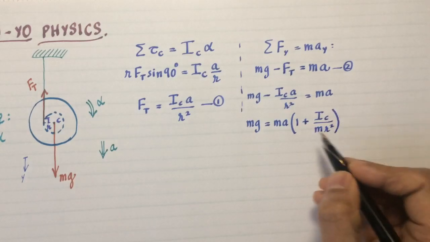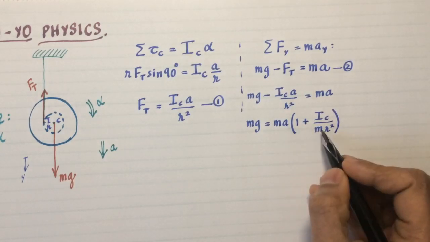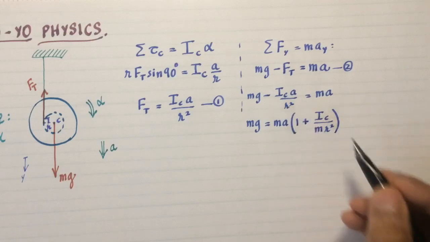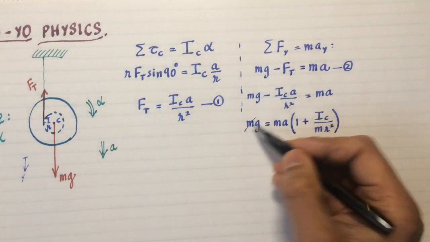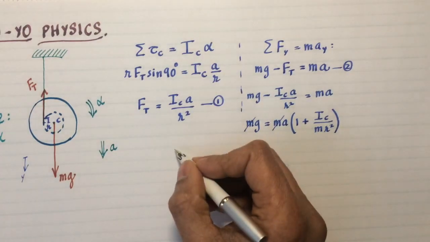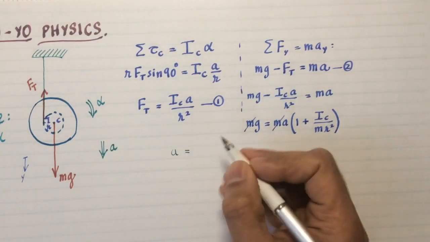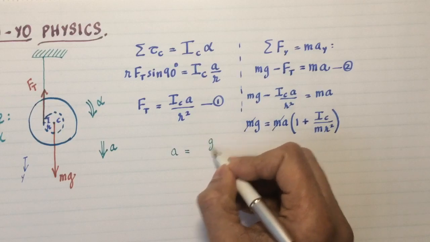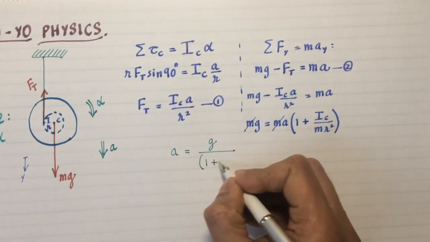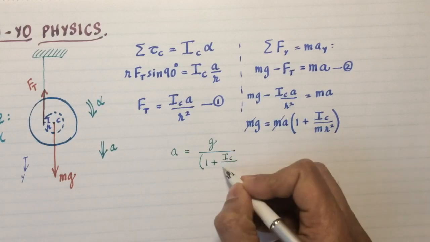Let me explain what I did here. I took ma outside, and to compensate for that, I put an m in the denominator of this term. That's all I did. So I can cancel out the m on both sides, and this gives me the acceleration of the system. Dividing both sides by this factor, I get a equals g over 1 plus I_c over m r squared.